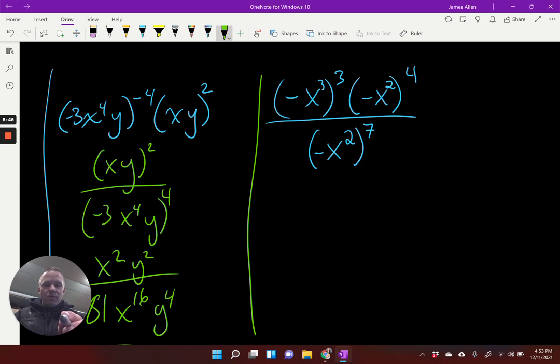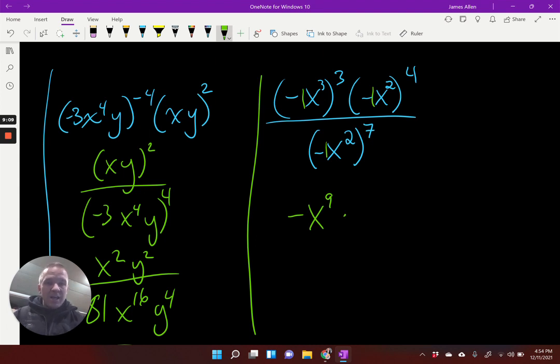So negative x to the third, to the third, becomes to the 9th, right? But you can think of these all as negative 1s. Negative 1 to the 3rd power is negative 1 times negative 1 times negative 1, which is negative 1. So I'm going to have negative x to the 9th for the first one.